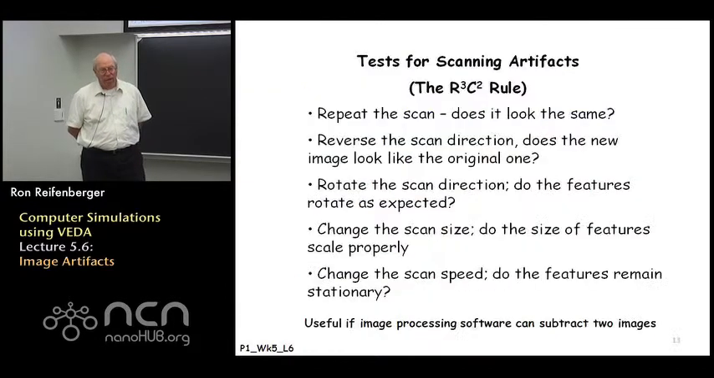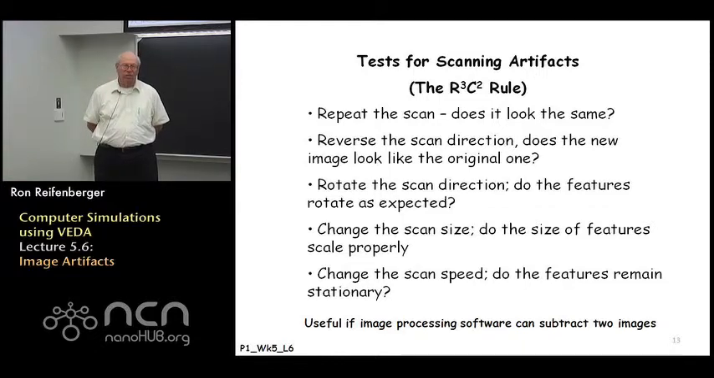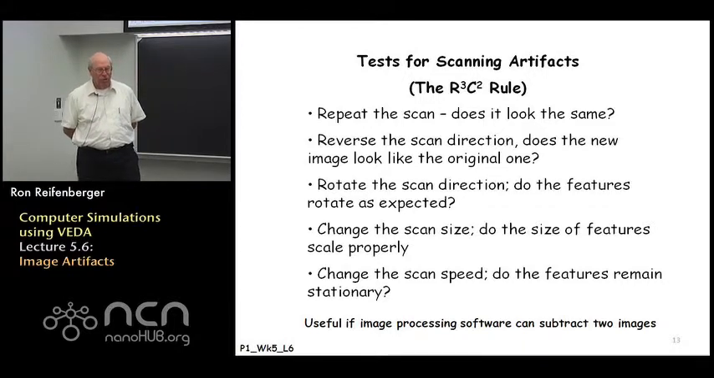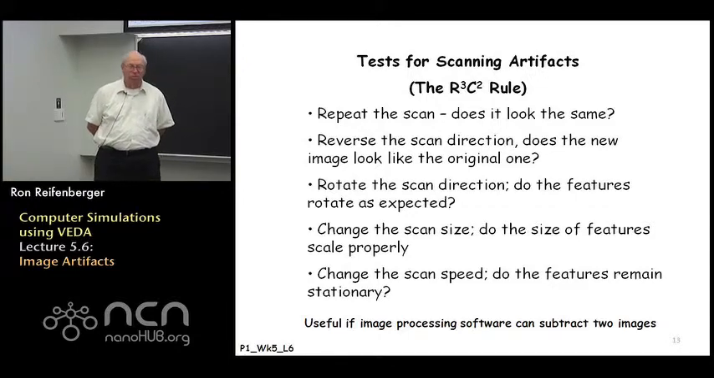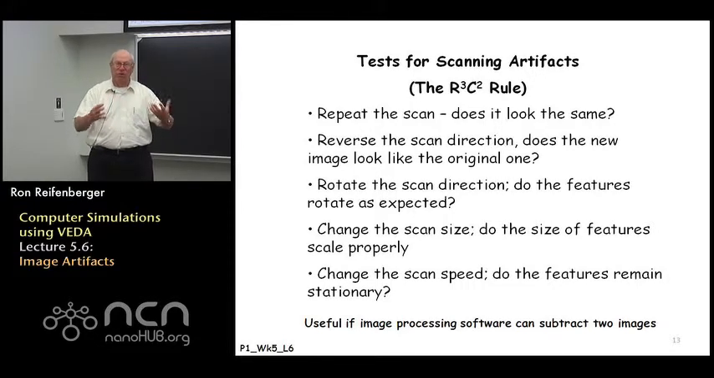spurious material. Over the years, we've developed a variety of tests for scanning artifacts, and these are often routine procedures for the students that work in my lab. It's referred to as the R²C³ rule. It basically means you have to repeat the scan. Does the scan look the same as it did the initial time? If you reverse the scan direction, how do your forward and backward images compare? Oftentimes we rotate the scan direction. This is very easy to do.